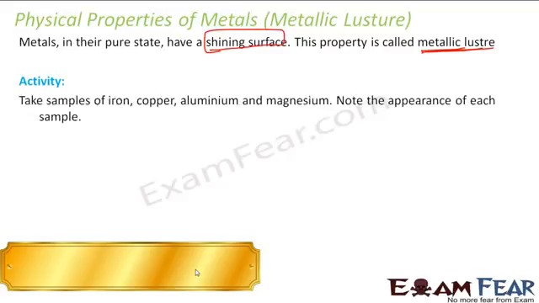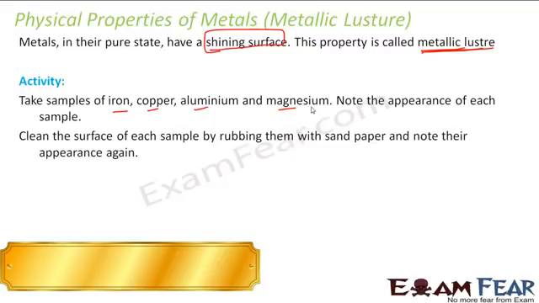To do an activity on this, because I just told you, you just want to prove it yourself, right? You can take some samples of iron, copper, aluminum, and magnesium from your lab, and they look exactly like this, right? Just note the appearance of these. You will observe that they are shiny.